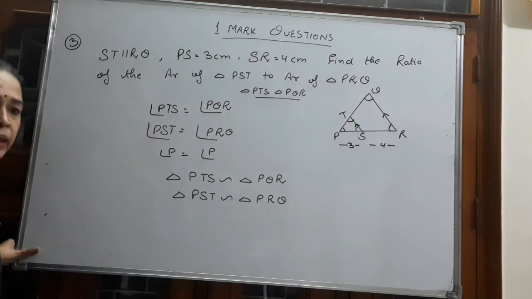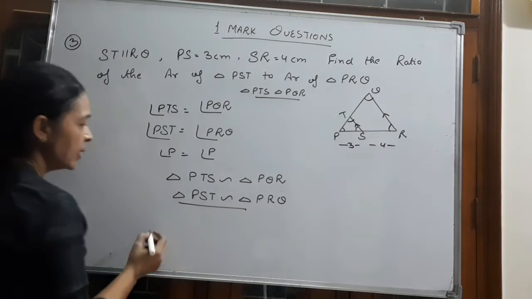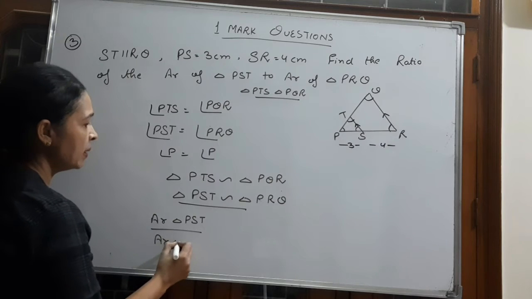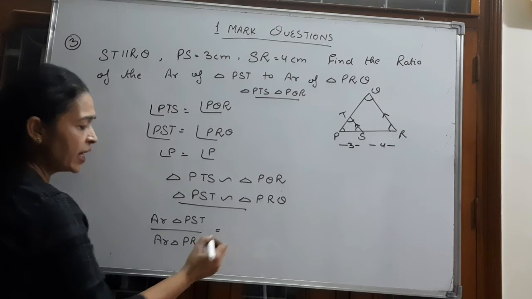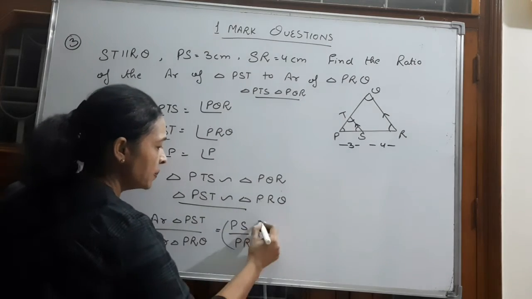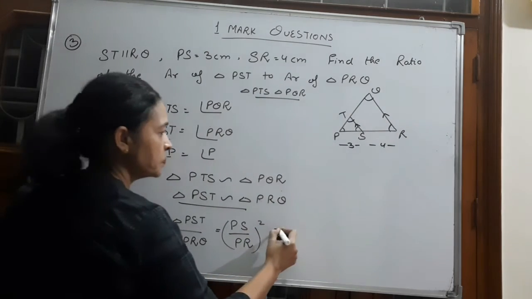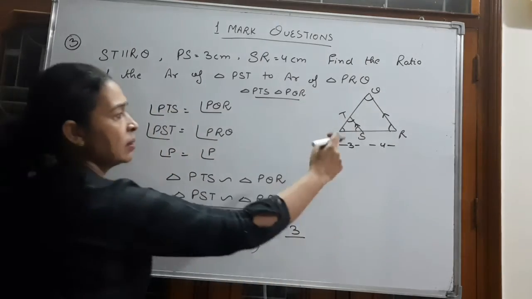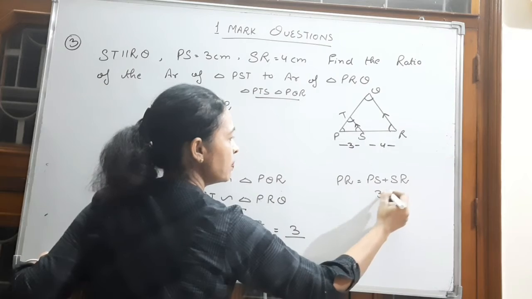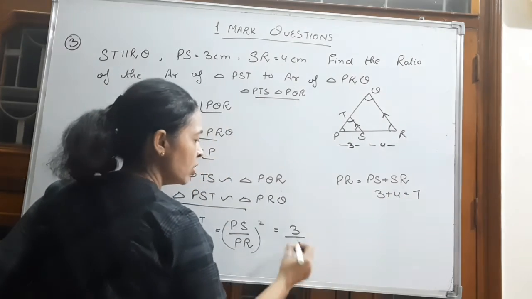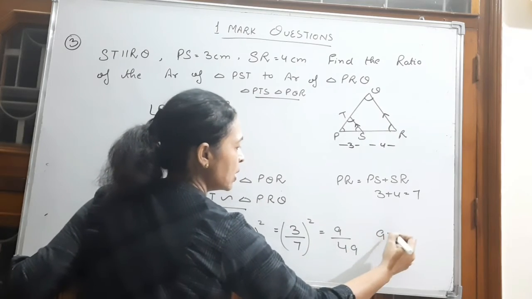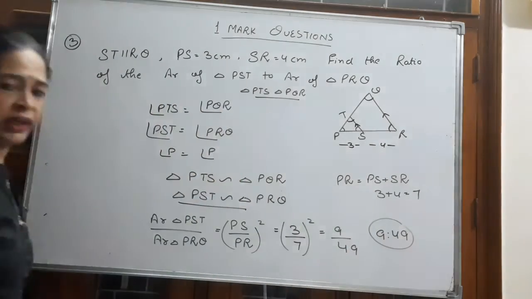Both are similar. Now, if two triangles are similar, the area of triangle PST upon the area of triangle PRQ, as per the area ratio theorem, will be PS upon PR whole square. What is PS? 3. What is PR? PR is PS plus SR, that is 3 plus 4, 7 centimeters. 3 by 7 whole square is 9 by 49. Therefore, our ratio is 9:49.